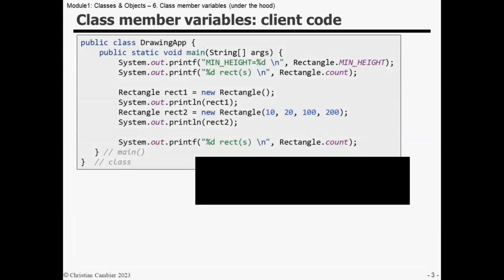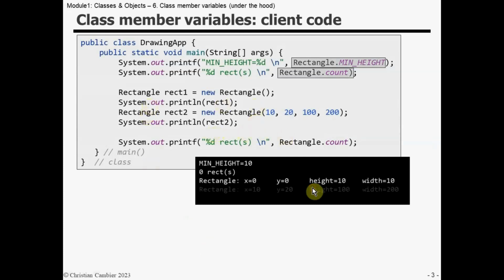What is this code about? It uses the rectangle class as just displayed. First of all, printing one static final variable, the minimum height, which will be 10. Then we print the count variable. Since no object has been created yet, the count will be 0. Then two rectangle objects are created and printed out. The first one using the default constructor and the second one using the 4-parameters constructor. And then finally we print the count again and we'll see the value of 2 rects.